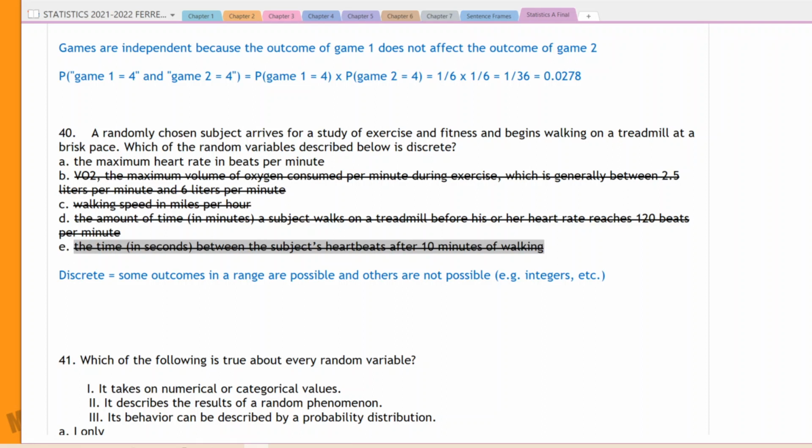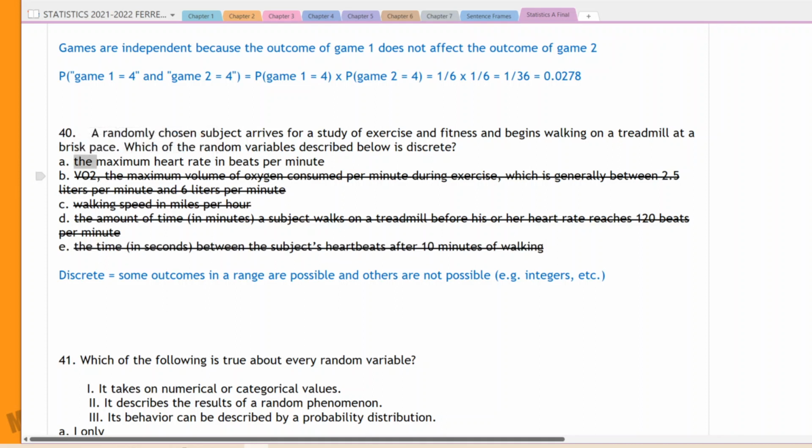The only thing that makes me worried about letter A is the maximum heart rate in beats per minute. What's wrong with a heart rate of 22.9 beats per minute, other than that's really low? No, I don't think you could do that, because we're not talking about an average heart rate. We're talking about how many times the heart beat in a minute. So here, this one would probably be our correct answer, and a quick check. Yeah, this looks to be correct.